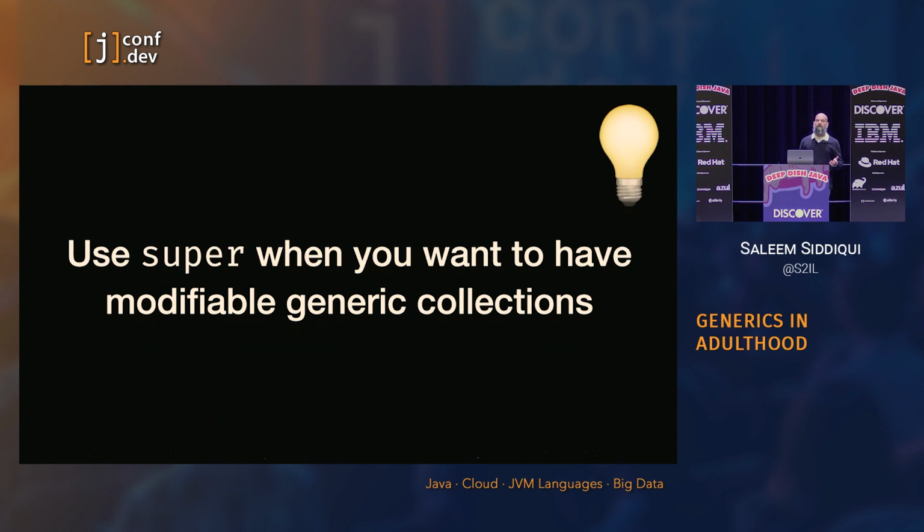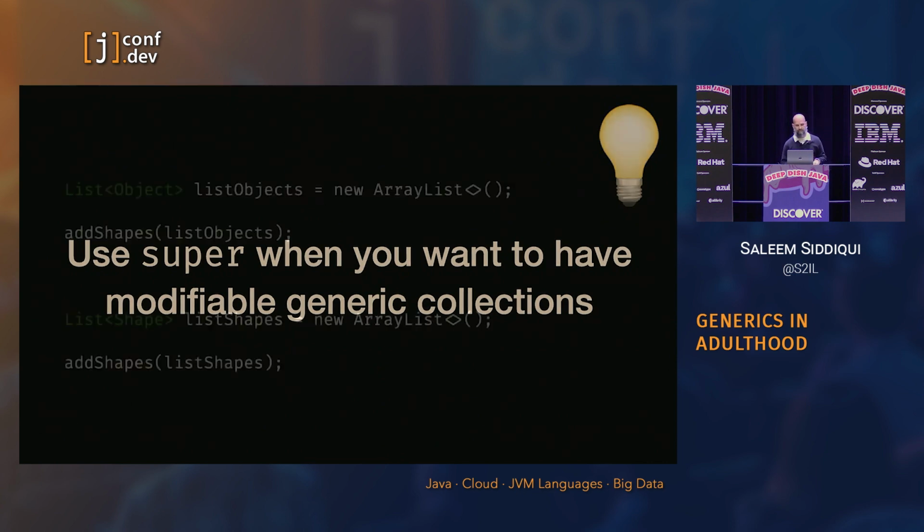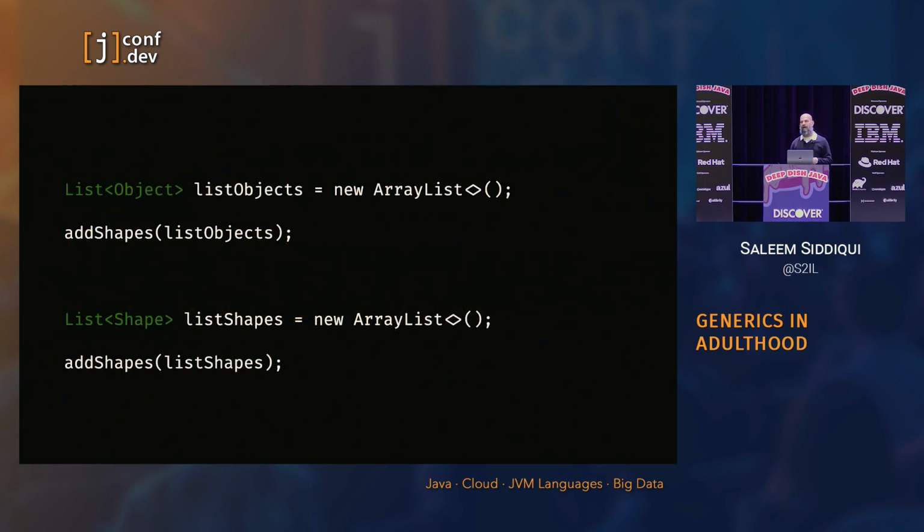So what do we do when we want to add things to a collection? We have to use super. So when you want to have modifiable generic collections, you don't use extends, you use super. So here's an example. Let's say we want to have, this is a reasonable request, right? We want to create a new list of objects. Notice objects. And we want to add some shapes to it. Our mental model seems to be right. Shapes are objects, so I should be able to add some shapes to a list of objects.